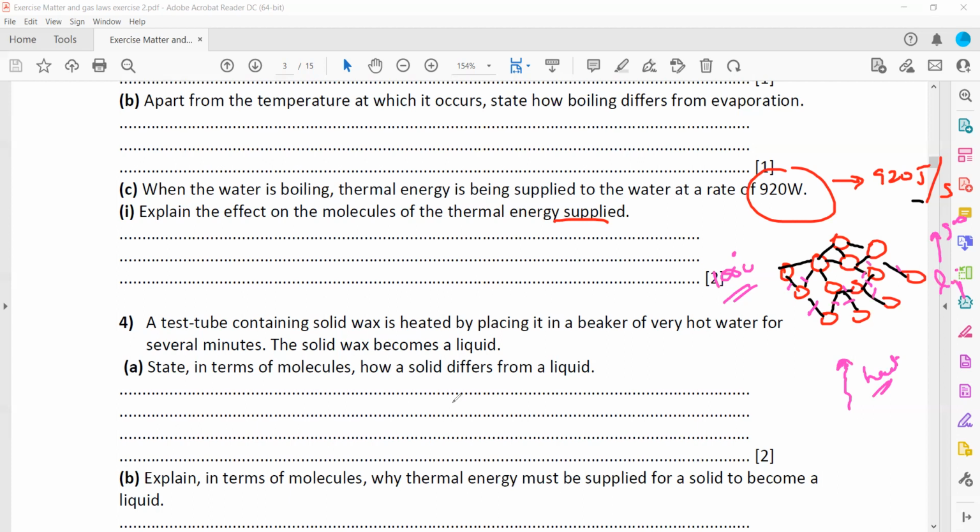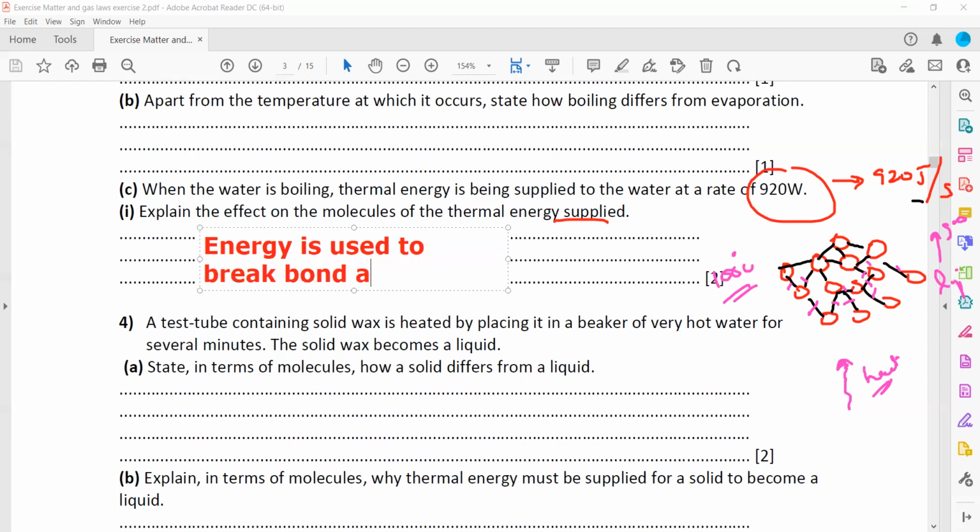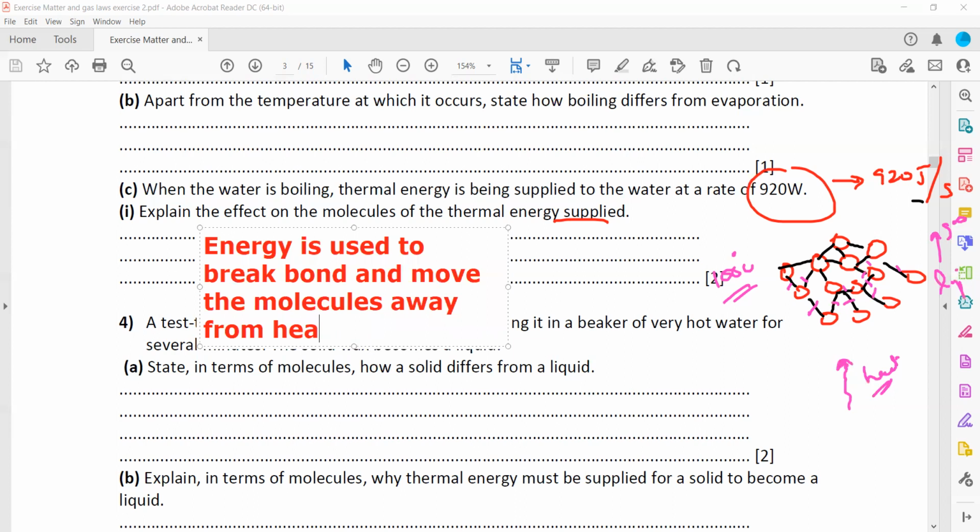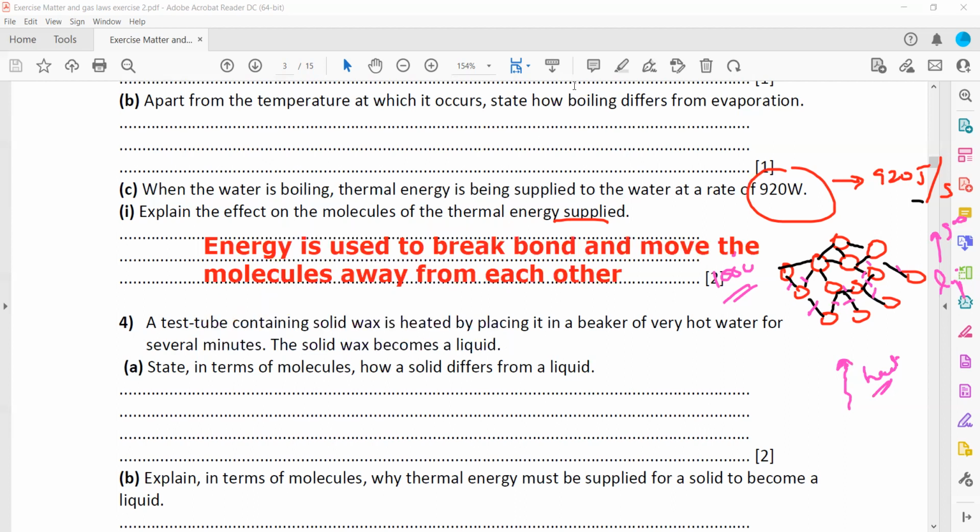So for the 2 marks here: the energy is used to break the bonds and move the molecules away from each other. We use that energy to break the intermolecular force and move the molecules away from each other.